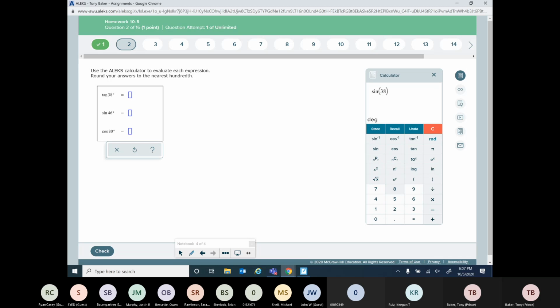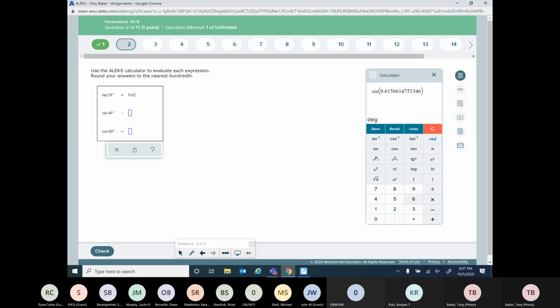I would probably just use the Alex calculator unless you have a scientific or a graphing calculator that shows you what you're typing in. Trying to do it on your cell phone is not going to work very well unless you are shown what you're typing in. The other thing on this topic is to make sure you round correctly. So this is 0.62.